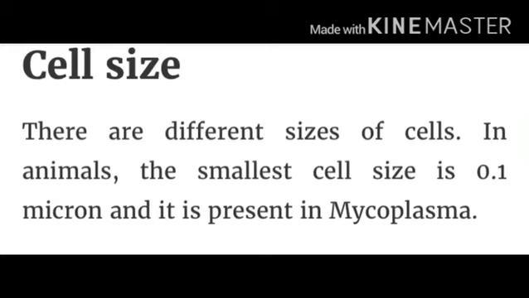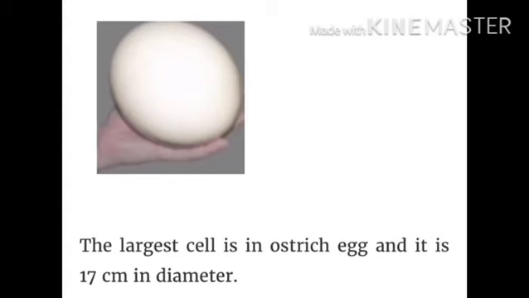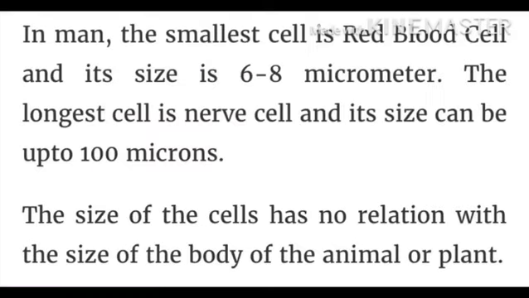Cell size: there are different sizes of cells in animals. The smallest cell size is 0.1 micron and it is represented by mycoplasma. The largest cell is the ostrich egg. It is 17 centimeter in diameter. In man, the smallest cell is the red blood cell and its size is 6 to 8 micrometer. The longest cell is the nerve cell and its size can be up to 100 microns. The size of the cell has no relation with the size of the body of the animal or plants.